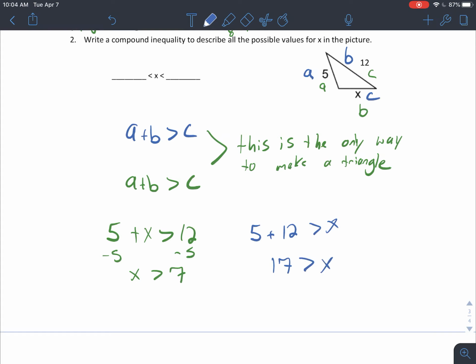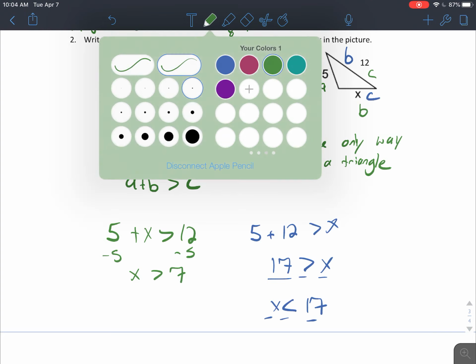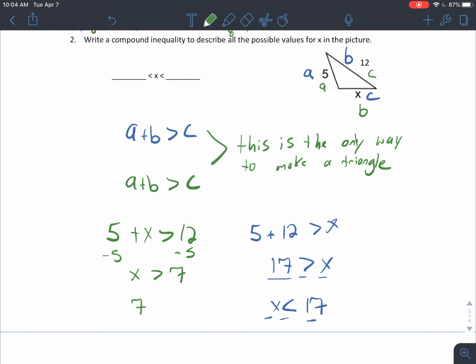So if we rewrote this a different way, it's saying X has to be smaller than 17, right? Because 17 greater than X is X smaller than 17. And then if we rewrote this one, it would say 7 is less than X, right? X greater than 7 means that 7 is less than X. Notice that the arrow is still pointing at the 7 in both of these.